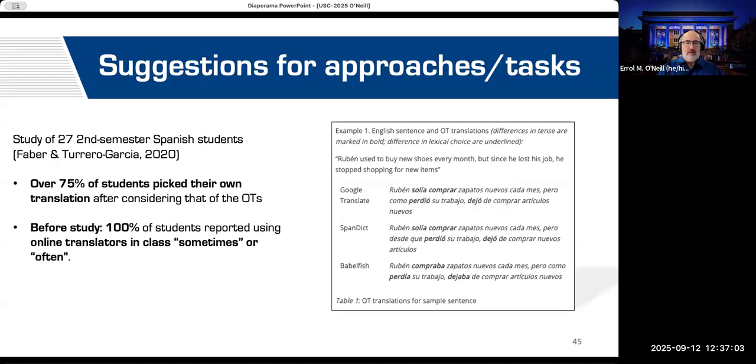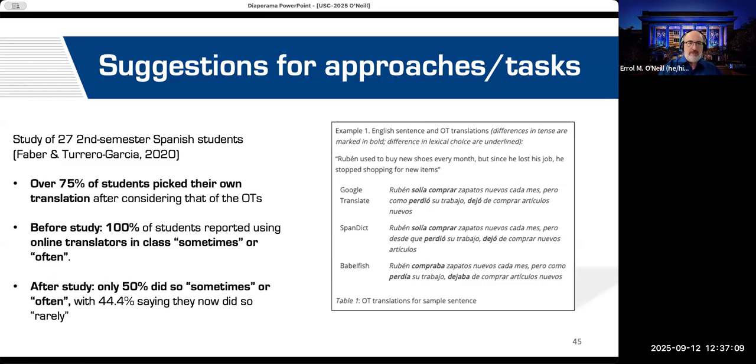And before the study, 100% of students reported using online translators during class sometimes or often. Then after the study, that dropped down to 50%. So even if your goal is not to encourage students to use online translators or AI chatbots, doing some training with them can help them see some of the strengths or weaknesses, and maybe they will decide, well, maybe I can do this on my own. Maybe I don't need to use an outside tool.